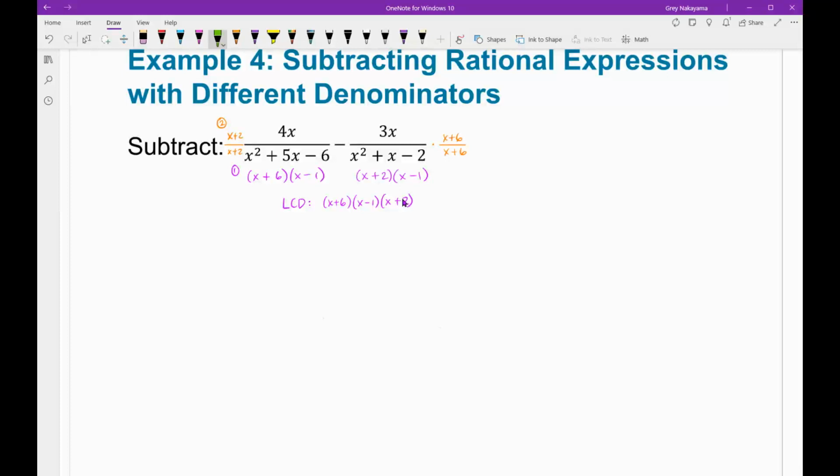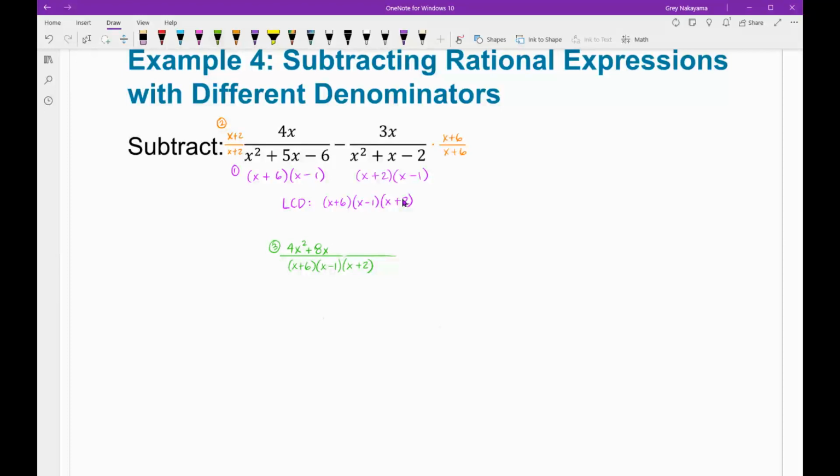So my third step is to write those together so that I can simplify my numerator. So on the bottom, it doesn't change, x plus 6, x minus 1, x plus 2. 4x times x plus 2 is 4x squared plus 8x.